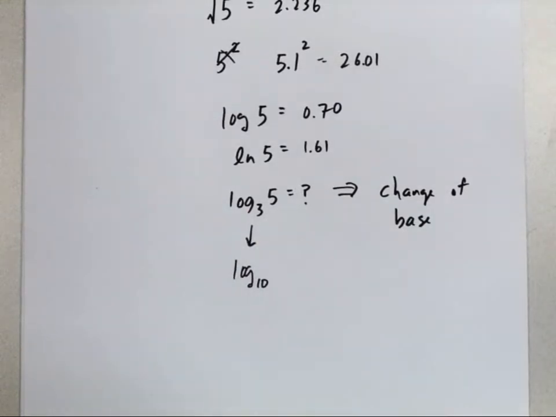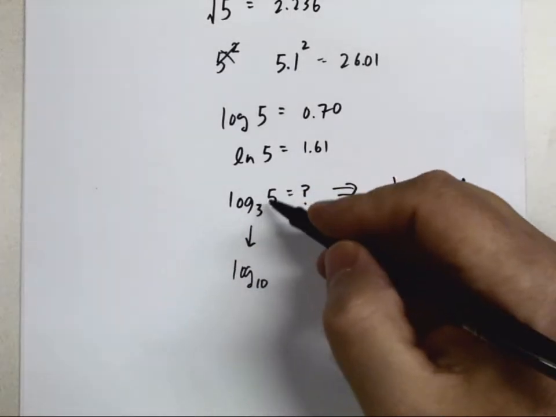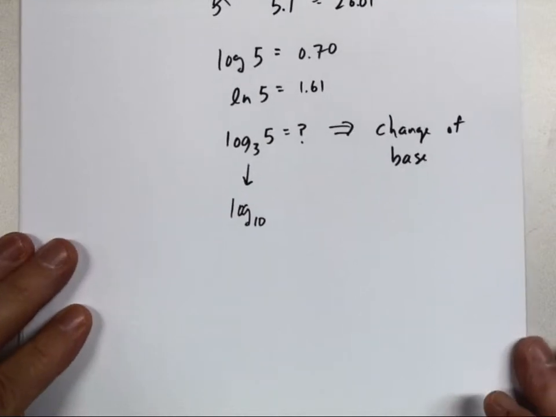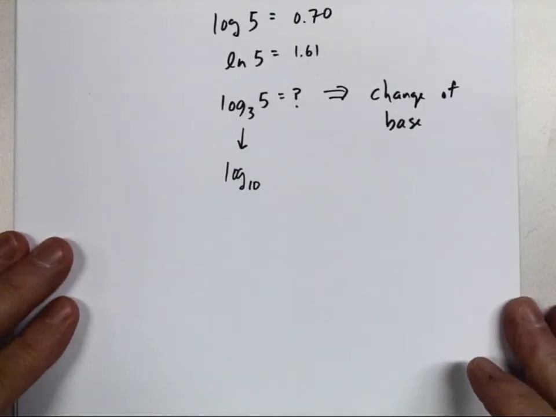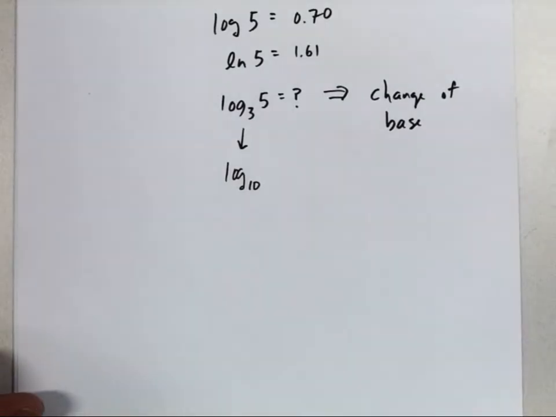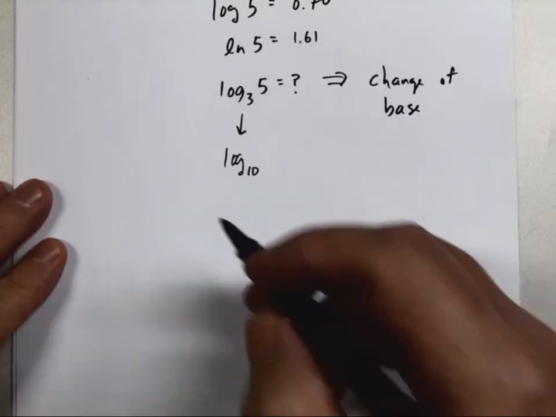I've got this little problem, log base 3 of 5. Somehow, I wish I could change this to log base 10, because if I could do that, then I could go grab my calculator. And change of base allows us to do that. Change of base says, you've got a log with a base you don't like? Fine. Use the change of base, and you can change the base to whatever you want. So here's a little formula.